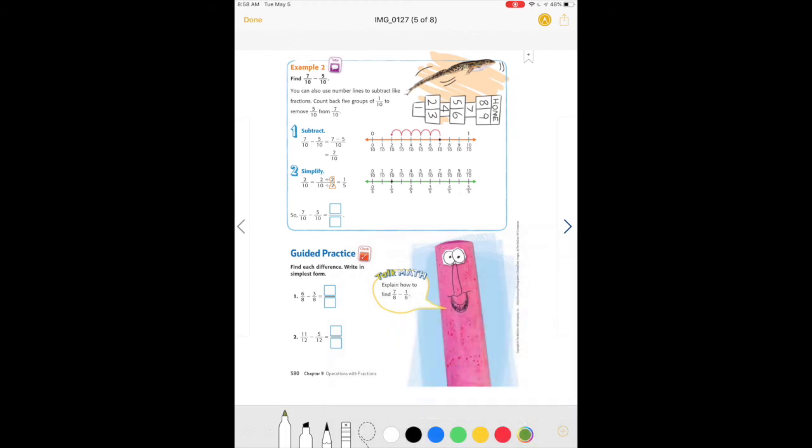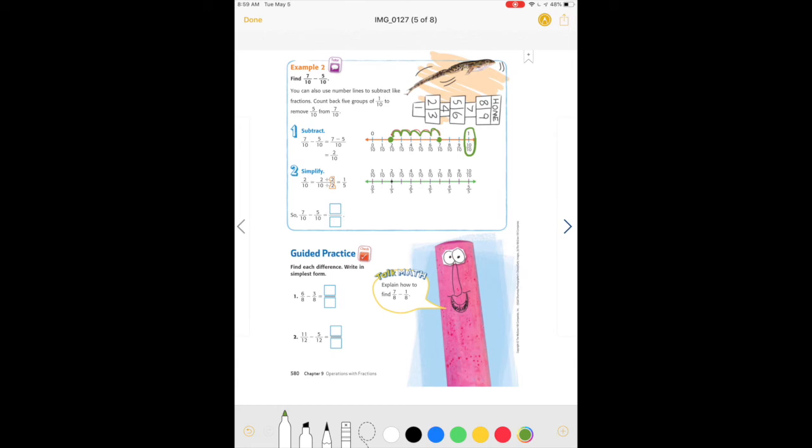All right, example 2. Find 7/10 minus 5/10. You can also use a number line to subtract like fractions. Count back 5 groups of 1/10 to remove 5/10 from 7/10. So on their number line over here, they divided their number line into 10 pieces to make 10/10 or 1 whole, and they marked 7/10. Now they need to subtract 5/10 from that, so they're going to make 5 jumps. 1, 2, 3, 4, 5. And they land on 2/10.